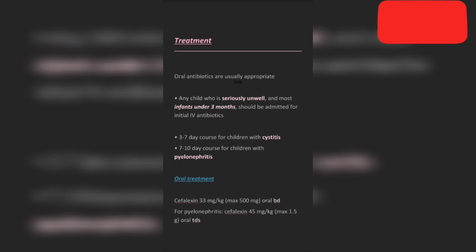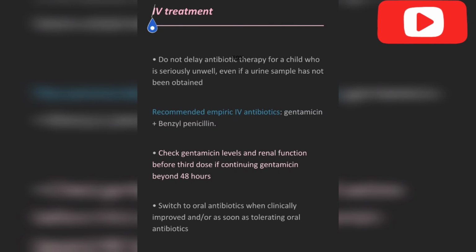And this should be IV antibiotics in most infants who are seriously unwell and who are under 3 months of age. For oral treatment, we have to give cephalexin. The dose of cephalexin is 33 mg per kg orally, 12 hourly. For pyelonephritis, the dose of cephalexin is 45 mg per kg orally, 8 hourly. In case of IV treatment, we recommend empiric IV antibiotics, and this includes gentamicin plus benzylpenicillin. If we have to continue the gentamicin after 48 hours, then we have to check the gentamicin level and renal function before the third dose.